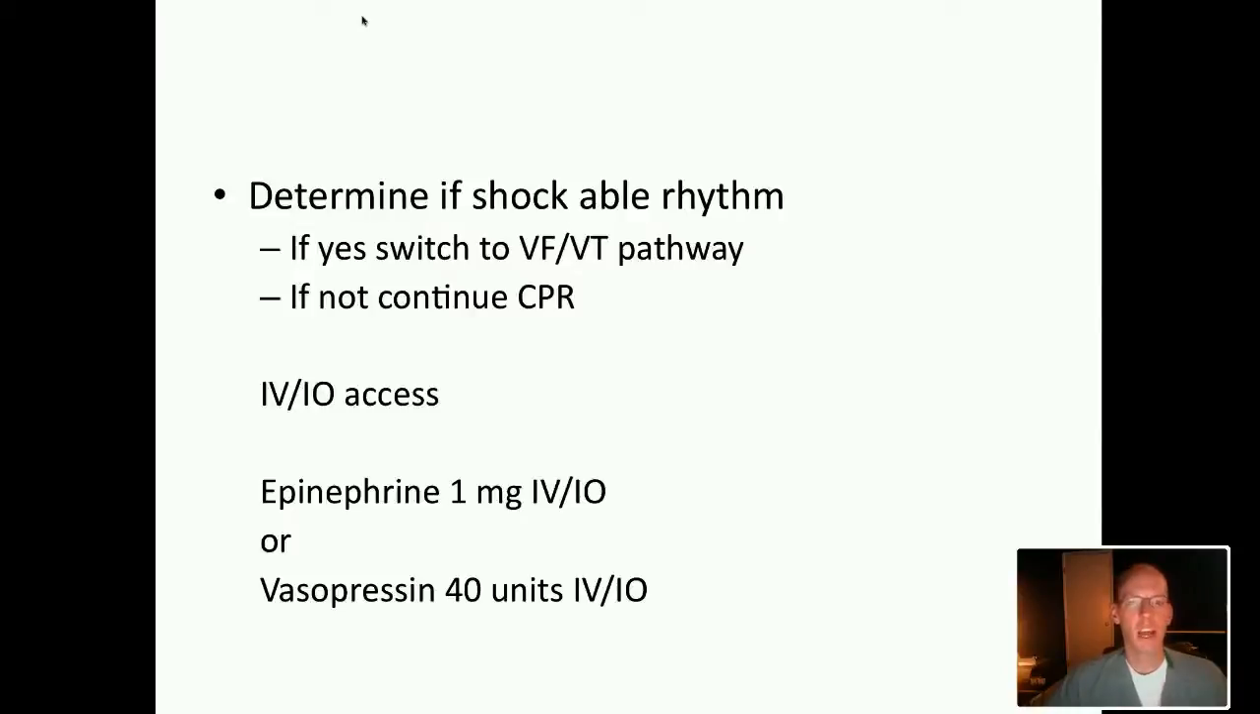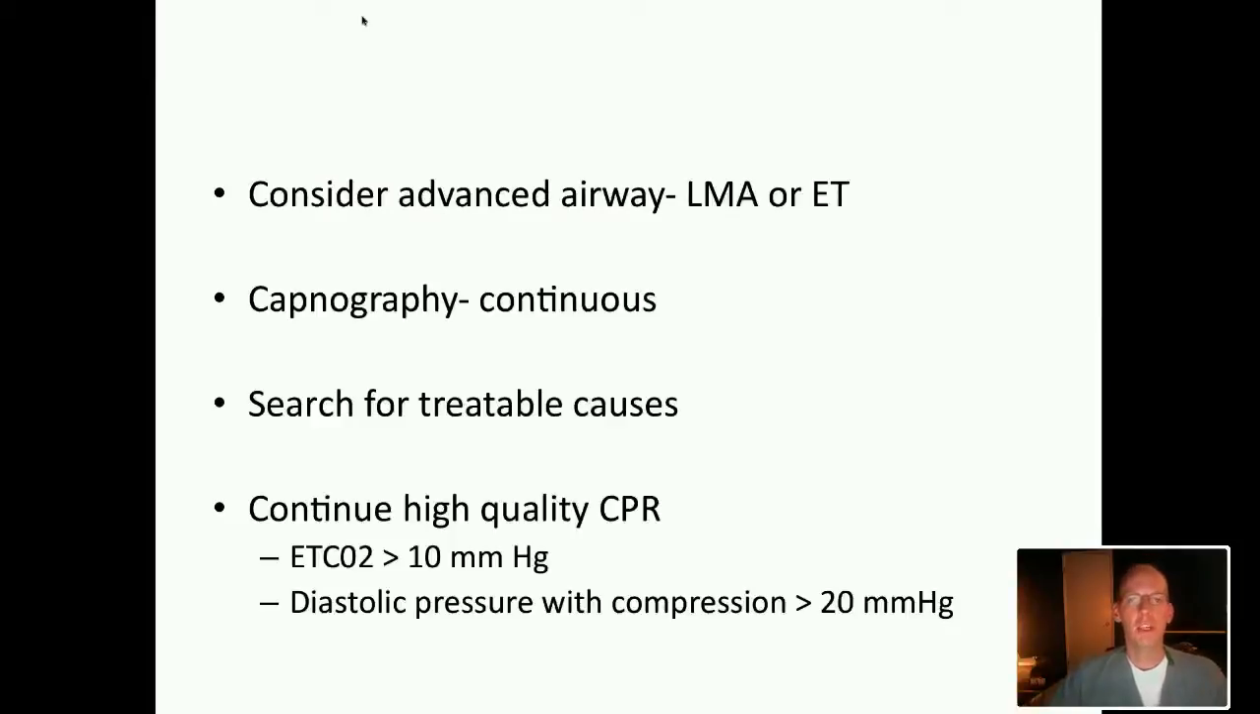Once you've established your access, you're going to administer either 1 milligram of epinephrine, or you can select 40 units of vasopressin, and that's, once again, a single dose times 1. The epinephrine you're going to repeat every 3 to 5 minutes throughout the resuscitation. As you proceed further down the algorithm, after you've achieved your IV access, you're going to secure an advanced airway technique. So if you intubate regularly, you can place an endotracheal tube. If you don't, you can place the laryngeal mask airway. Once again, we'll go over this in the airway module.